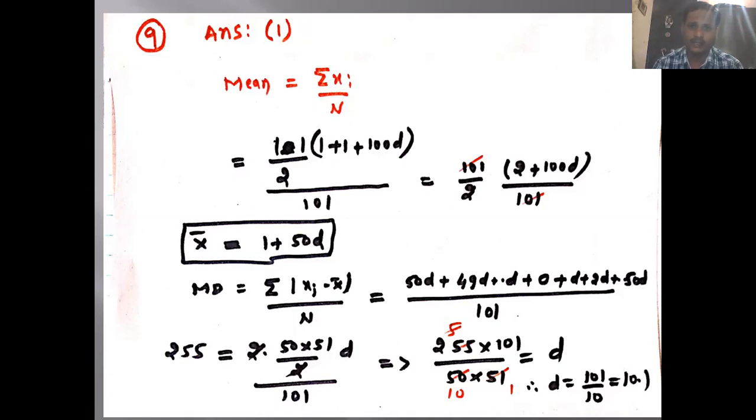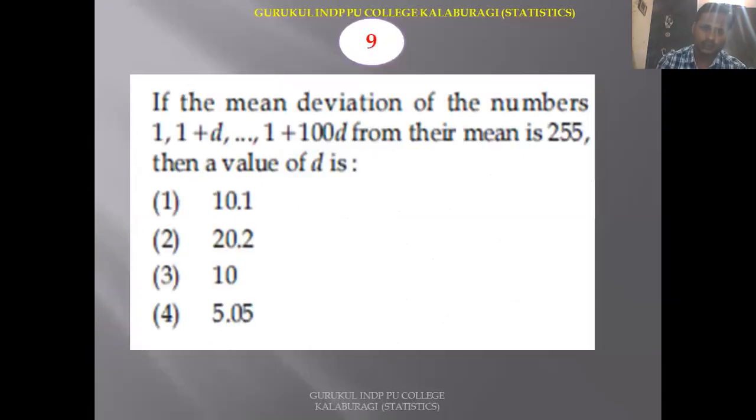If we divide each element by 2, that will get 1 plus 50d. So x bar, the mean, will be 1 plus 50d. Now we have to find the mean deviation. To calculate mean deviation, we have to find the mean. Already we got the mean. So the mean deviation value is given, that is 255.